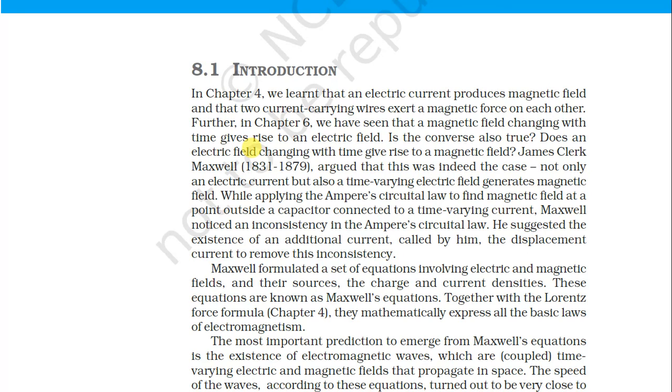So due to the magnetic field of induction, there is a current generated. Similarly here, the magnetic field changing with time gives rise to an electric field. Is the converse also true?